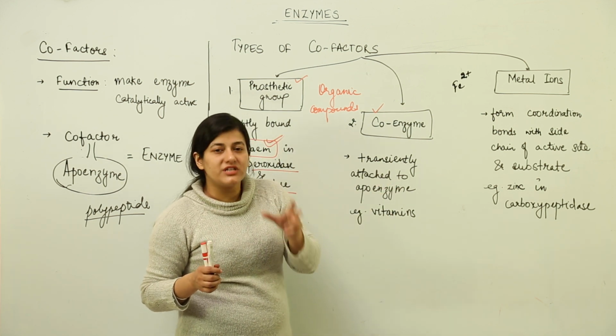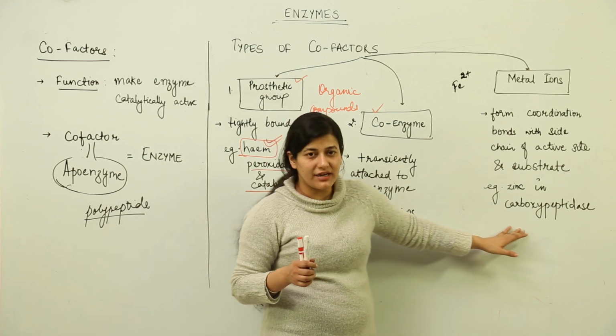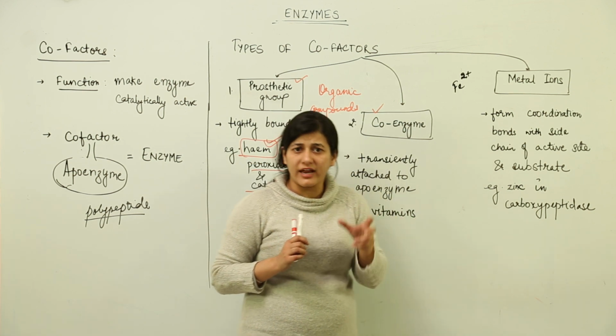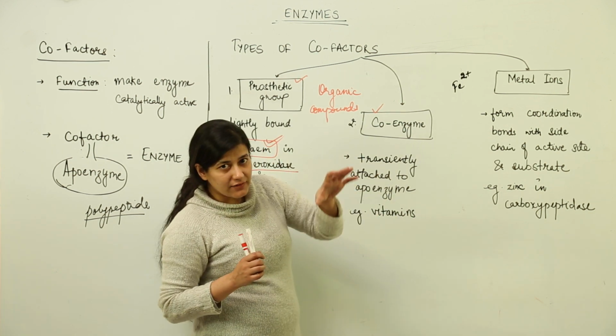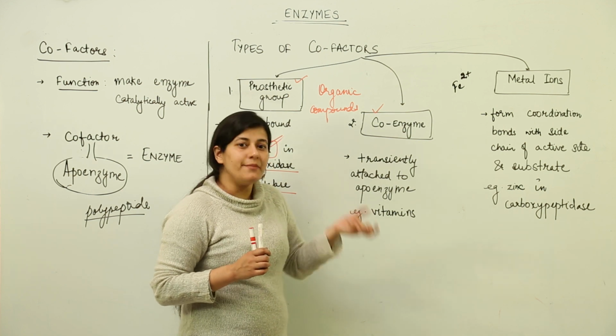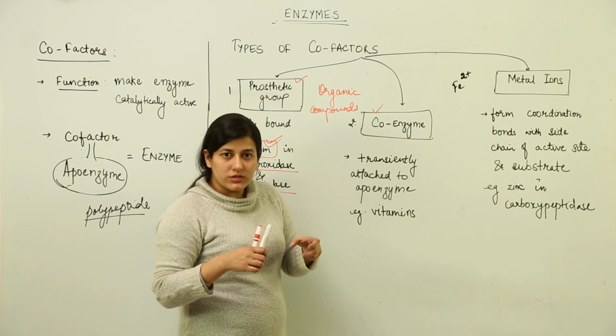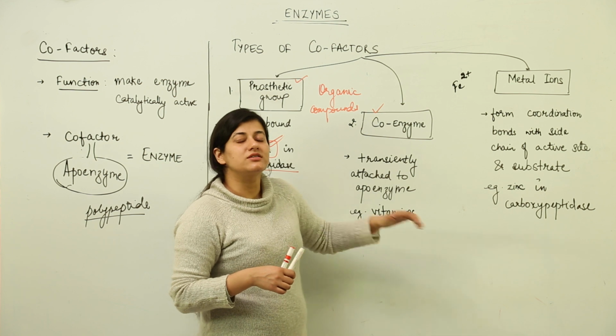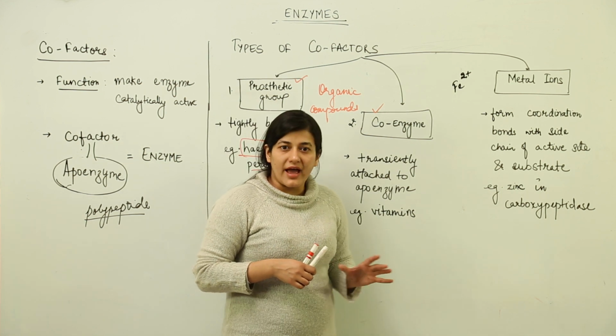That would be in our digestive system. We know these carboxypeptidases are responsible for breakdown of glycoproteins. So it would be zinc that would bring both the enzyme and the substrate in close proximity to each other, so that ES complex is formed and the reaction takes place.